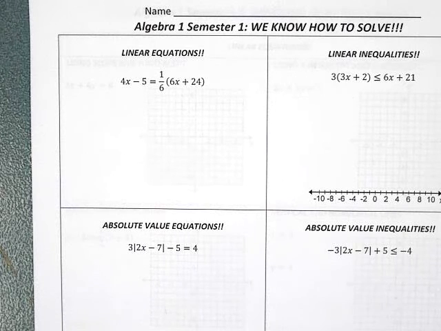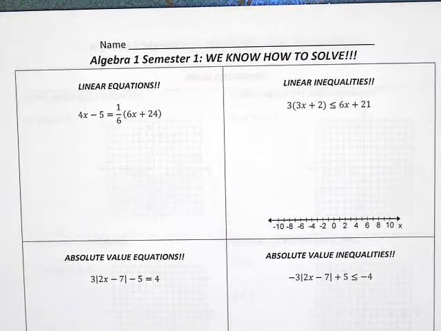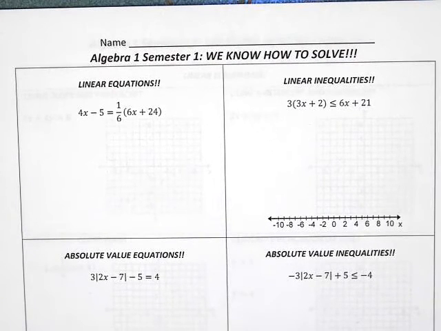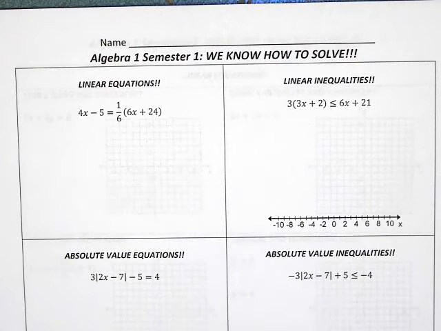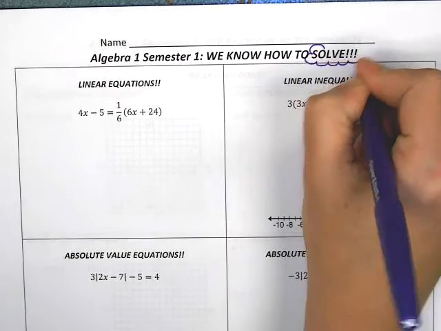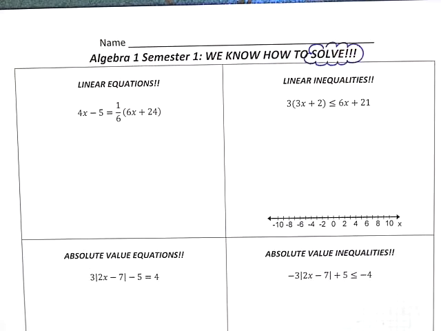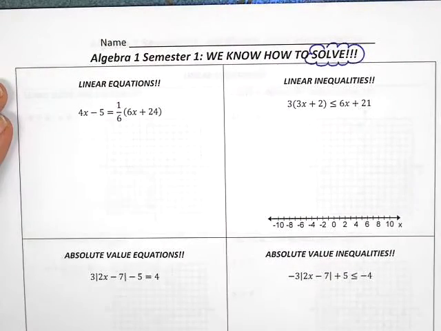Okay, so this is going to be the first of 4 videos that will help us review for our Semester 1 final exam. We basically took all the topics that we've learned this semester and we grouped them into major categories. So this first category is things that we know how to solve. Now, one of the major topics in Algebra 1 is solving different types of equations. So let's start with Chapter 2, where we learned how to solve linear equations.